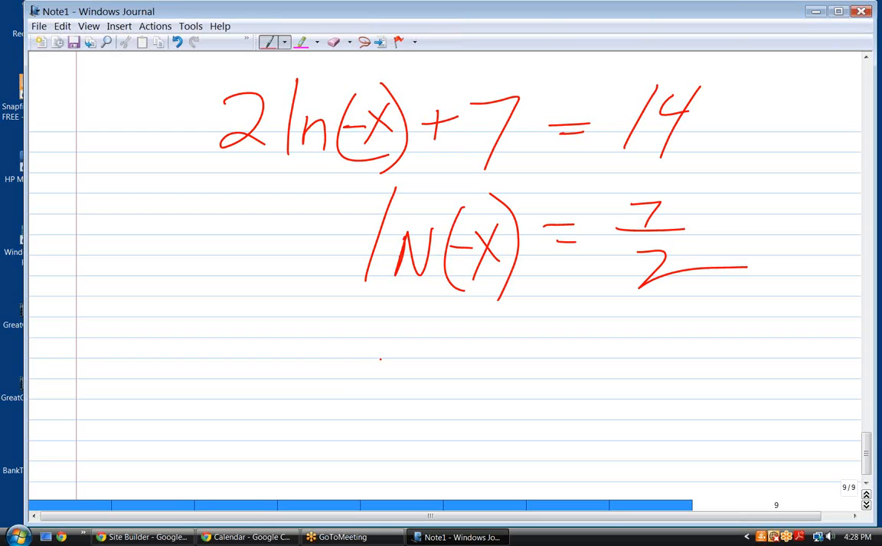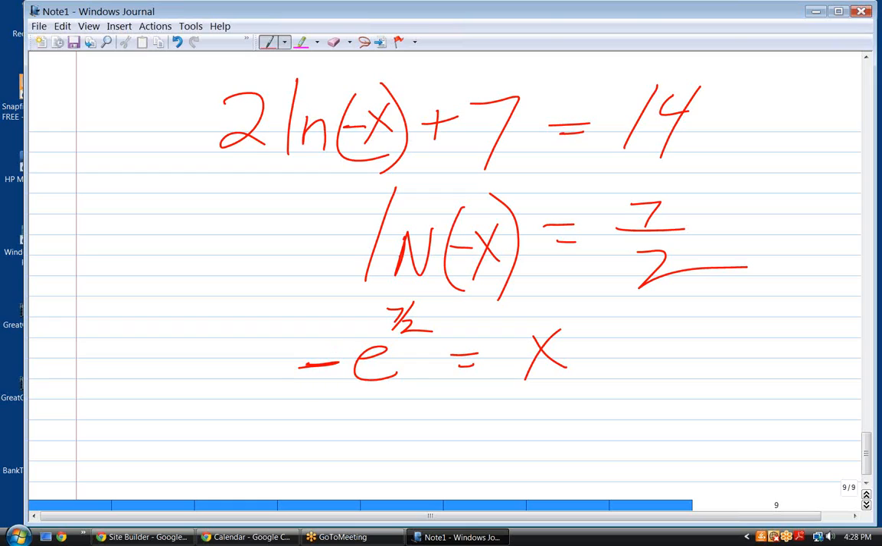The only thing that threw me off is, even if it has parentheses around it, it would still be the same as multiplying, right? Exactly. In other words, you can treat the argument as -x. So use the same rule. E to the 7/2 equals -x. Okay. Sorry, it's just that threw me off when I saw it. Which means x is equal to minus e to the 7/2.